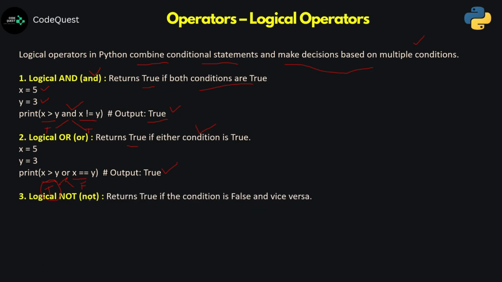Now coming to logical NOT, it will return true if the condition is false. If the condition is true, then it is going to return false, and vice versa. Say we are going for 5 and 3 respectively for the values of x and y. When I am writing x greater than y, I know that 5 greater than 3 is true. But when we are joining with NOT, not true results in false.